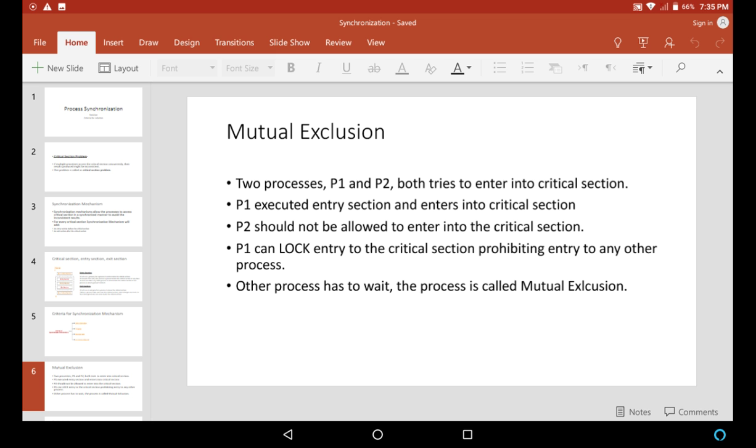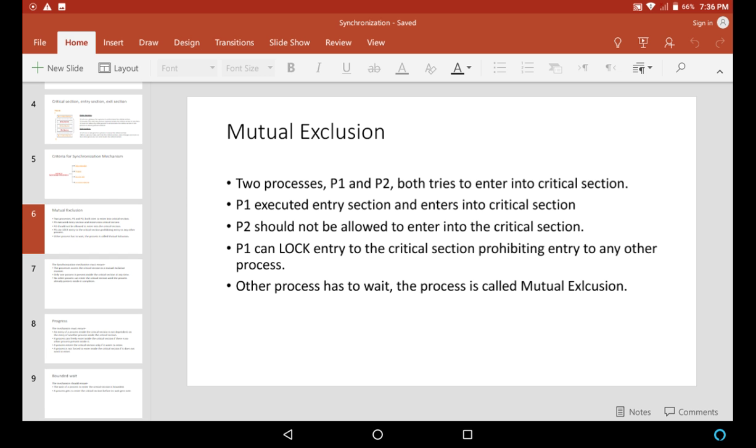So the first rule is mutual exclusion. So what is mutual exclusion? If there are two processes P1 and P2, both try to enter into critical section, suppose P2 won the race and executed entry section and enters into the critical section, then P1 should not be allowed to enter into the critical section as P2 is already using it. So P2 can lock the entry to critical section for other processes when it enters into the critical section. So it is called mutual exclusion.